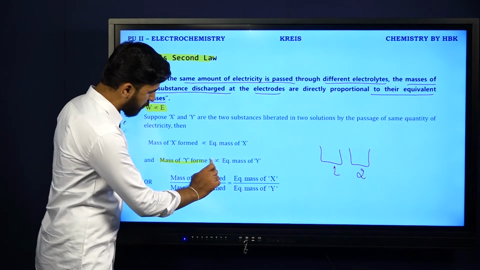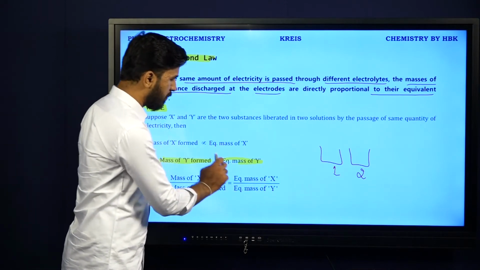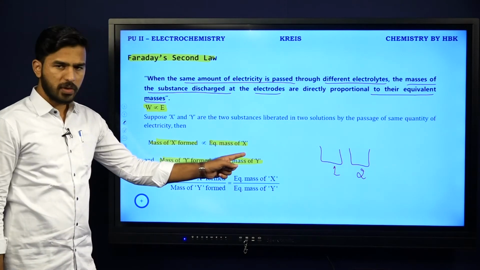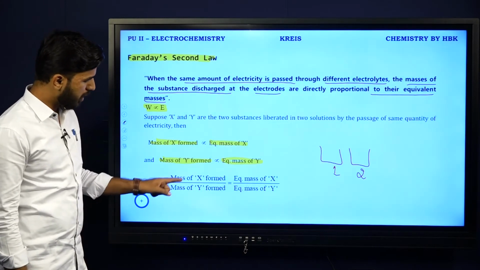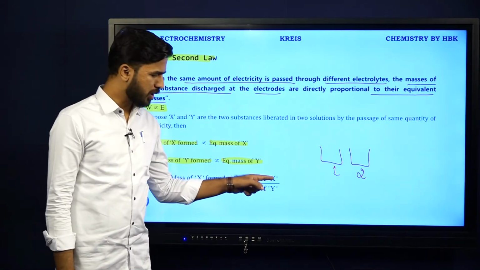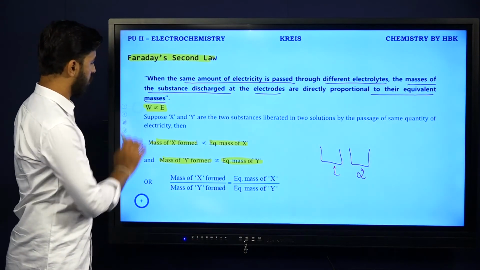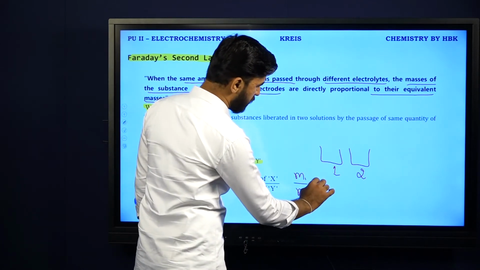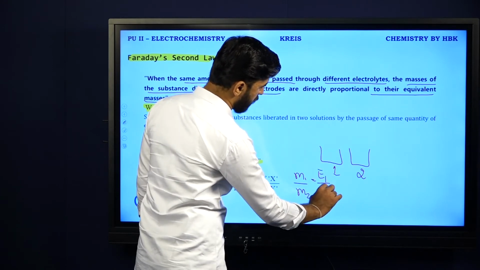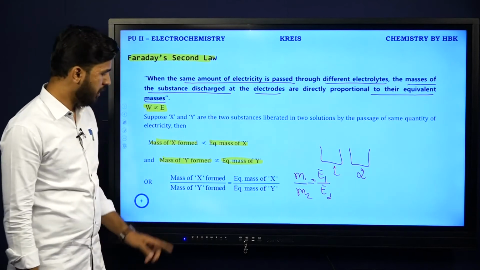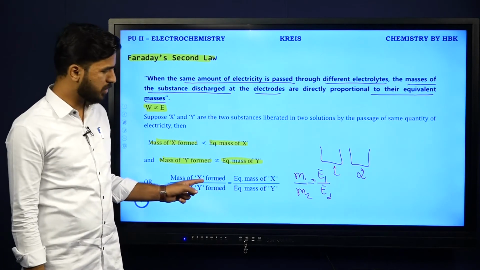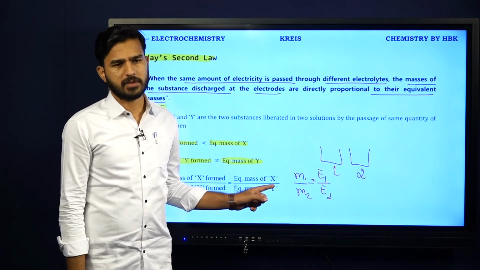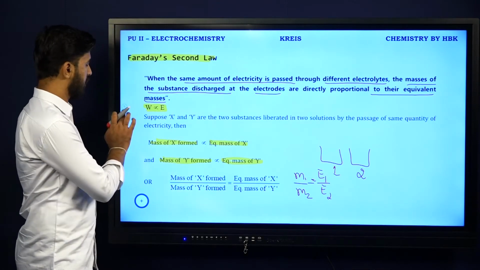Since we have defined it as mass of Y formed is proportional to equivalent mass of Y, and mass of X is proportional to equivalent mass of X, therefore we can take it as mass of X by mass of Y is equal to equivalent mass of X by equivalent mass of Y. Same thing, M1 divided by M2 is equal to E1 divided by E2, where M1 is the mass of one substance, M2 the mass of the second substance, E1 is the equivalent weight of the first substance, and E2 is the equivalent weight of the second substance. Clear? This is Faraday's second law.